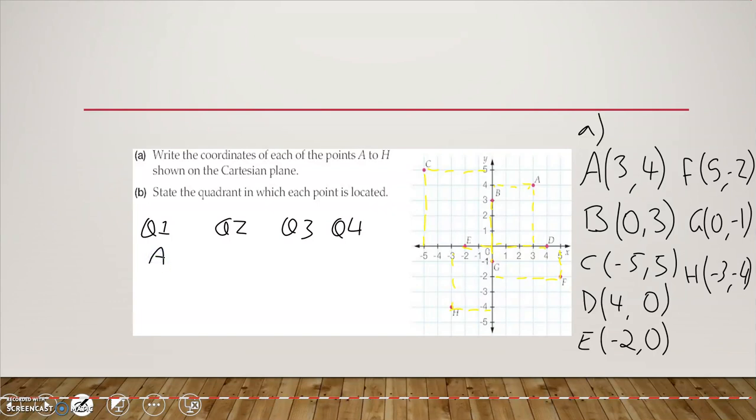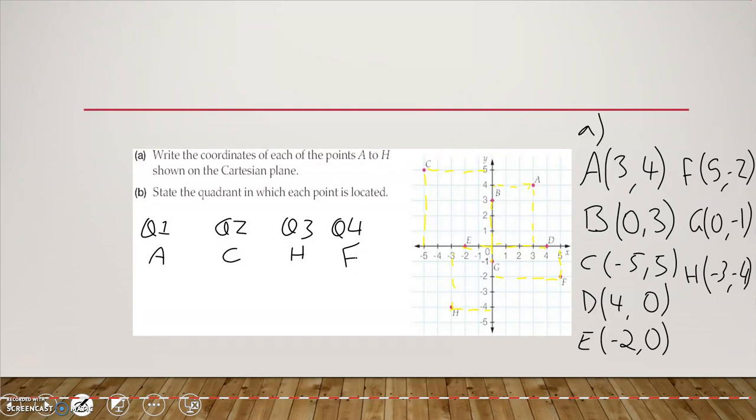In quadrant 2, we have point C. In quadrant 3, we have point H. And in quadrant 4, we have point F. I then need to have a look at my points that are sitting on the axes.